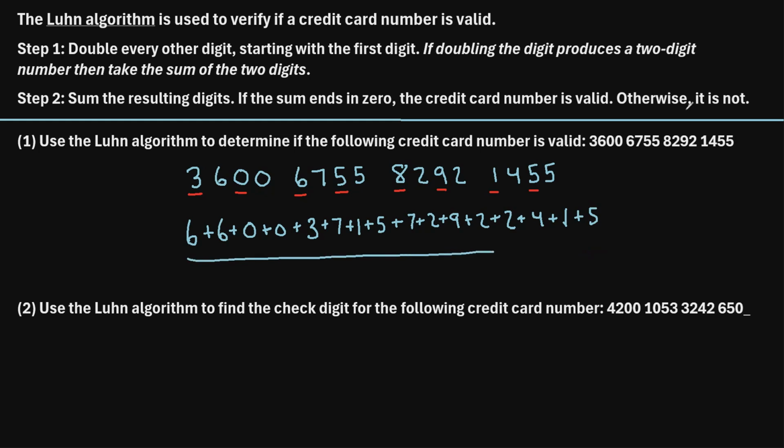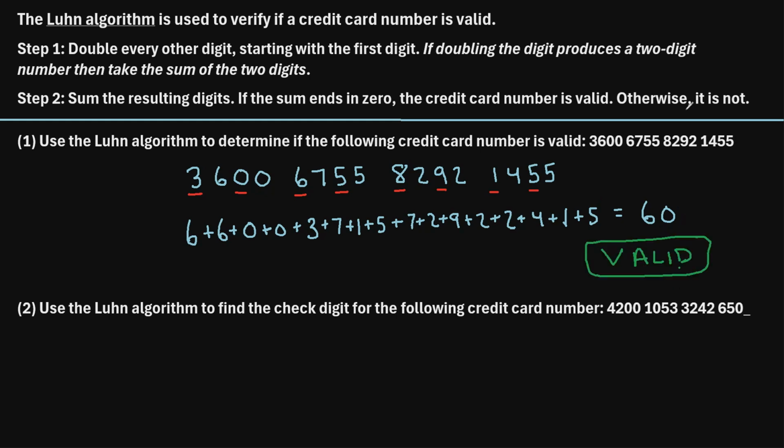If you add up all of these numbers right here, that turns out to be 60. Now, 60 is a number that ends in 0, so that means this credit card number is valid. So that will be our answer for this one. Now let's check out problem number 2 right here.